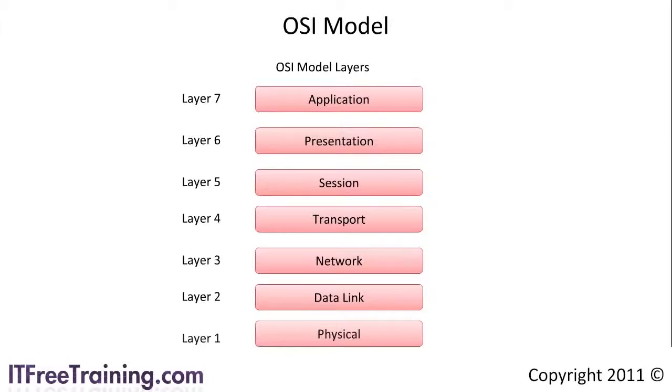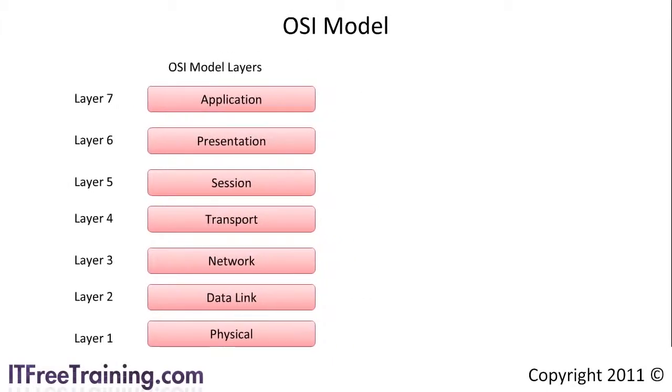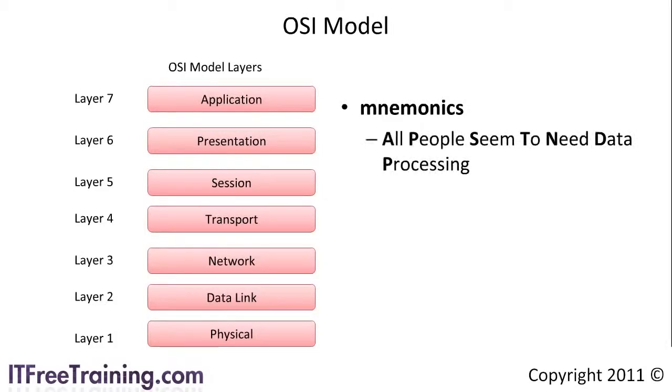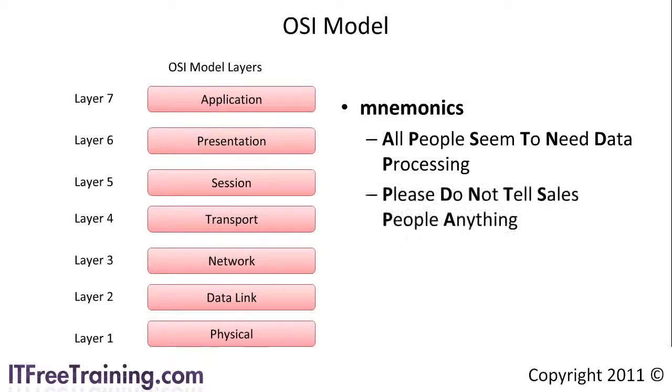To remember the 7 layers of the OSI model, you may want to consider using a mnemonic. 2 popular ones are, all people seem to need data processing, and please do not tell salespeople anything. Take the first letter of each word to help you remember each layer name. A is for application, P is for presentation, S is for session, and so on. The second mnemonic works from the bottom up. For example, P is for physical, D is for data link, N is for network, and so on.